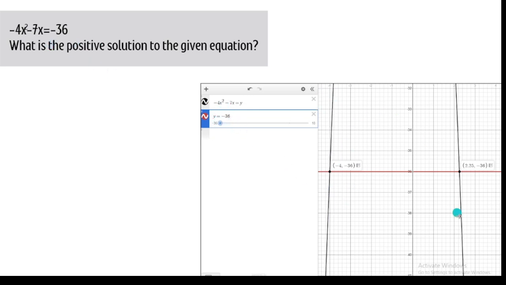So it graphs two graphs. One is a straight line. This is the equation of a straight line parallel to the x-axis, and this is a quadratic equation. Of course, with -x squared, it will be a parabola, and it slopes downwards. The intersection points between these two graphs are the solutions of this equation, 2.25 and -4. He is asking for the positive solution, so I will choose 2.25.